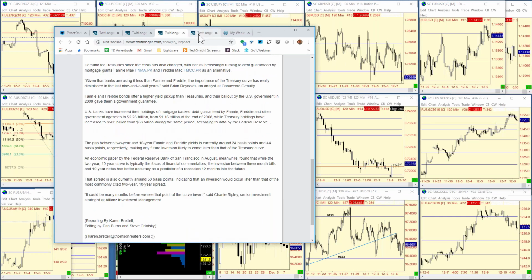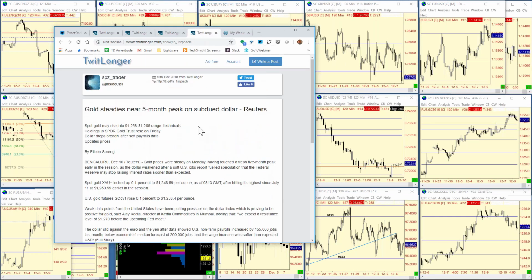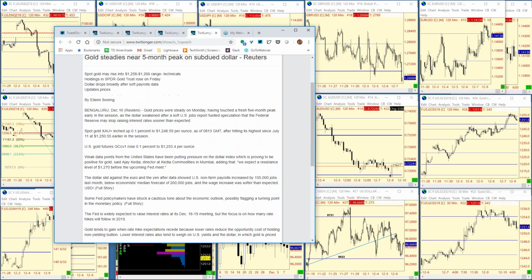And lastly, we'll finish up with gold. Gold steadies near a 5-month peak on the subdued dollar. Gold prices were steady on Monday, having touched a fresh 5-month peak early in the session as the dollar weakened after a soft U.S. jobs report.